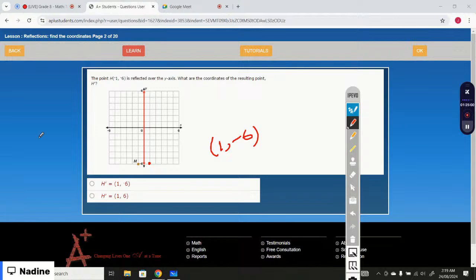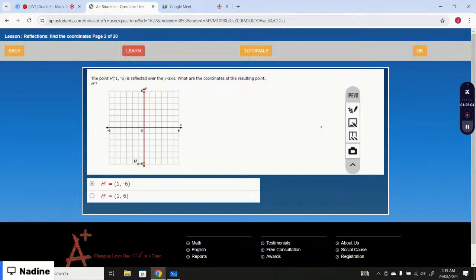Yes, that is option number 1. That is 1 and negative 6 is the correct option. Option number 1 is the correct option.